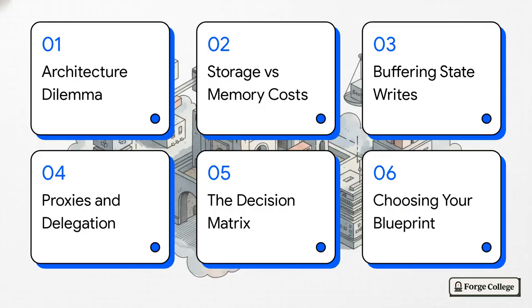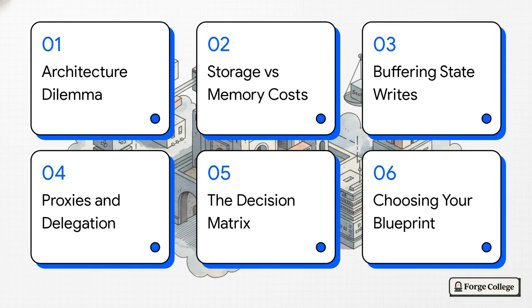We'll be hitting 6 key areas. First, the architecture dilemma. Second, storage versus memory costs. Third, buffering your state rights. Fourth, proxies and delegation. Fifth, the decision matrix. And finally, number 6, choosing your blueprint. We're covering the whole shebang, from micro-optimizations all the way up to macro-level structural choices.